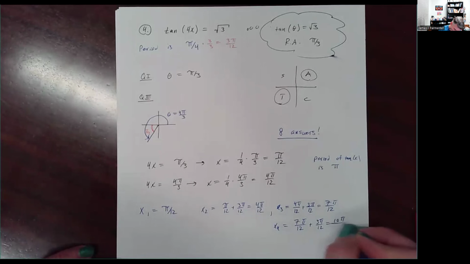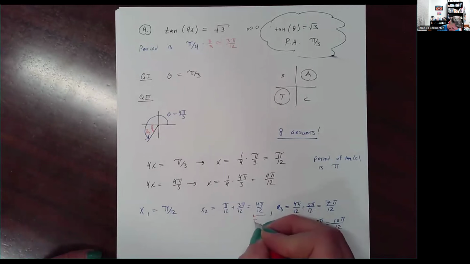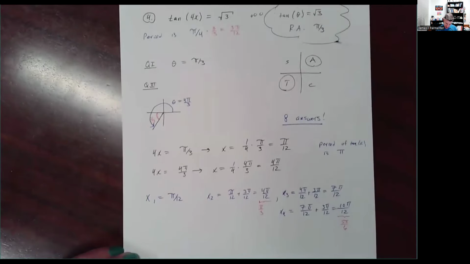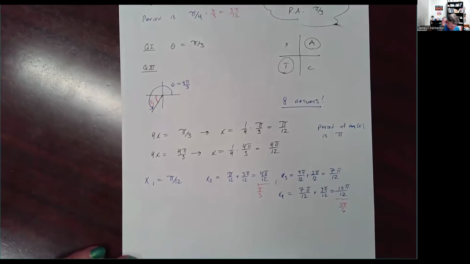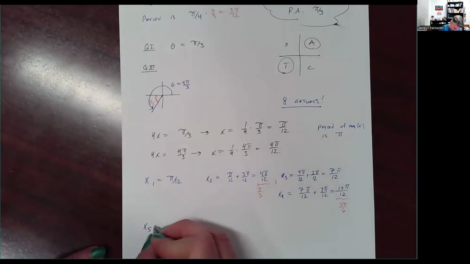And as far as writing the answers in your homework assignment goes, you should reduce these. So this one we should really write as pi over 3. This one we should really write as 5 pi over 6. And then we have 4 more answers. So our other answer, let's say that x5 is 4 pi over 12.